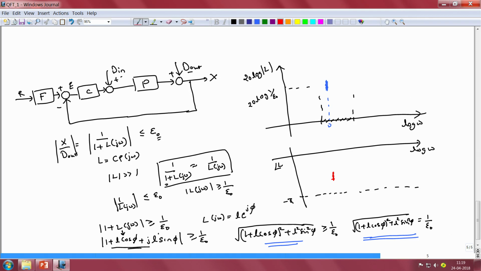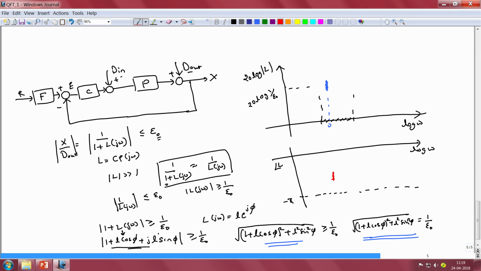And this loss of information happens because we are not able to separately indicate the desired magnitude at a specified phase beyond which the disturbance rejection performance is going to be met using the Bode plot.